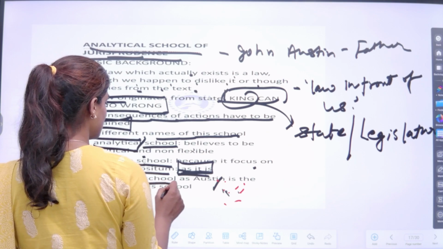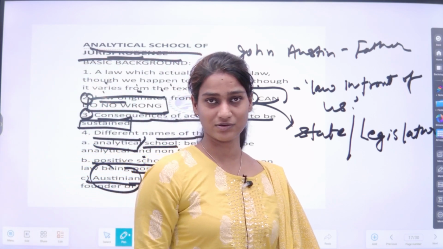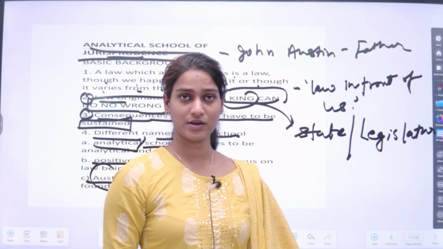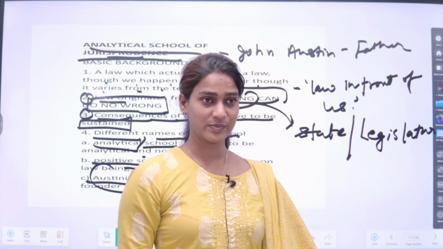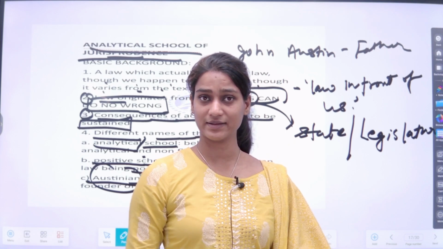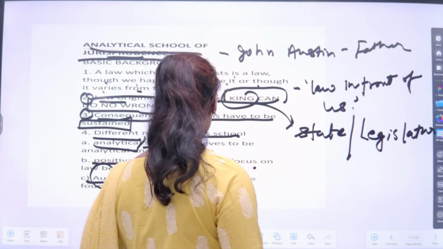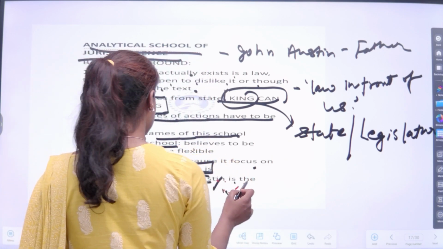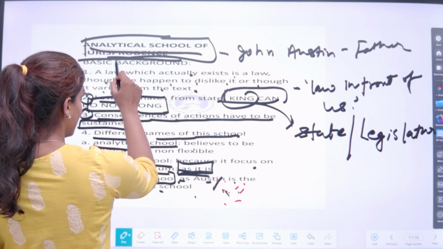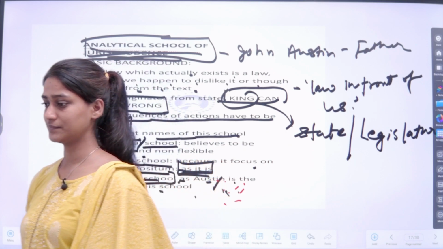Third, it is also called the Austinian school. Why is it called the Austinian school? Because Austin was the father of this school, he laid down the theory of command of the sovereign, which means whatever the sovereign has to say has to be followed by the citizens, irrespective of whether they like it or not. So Austinian school, as Austin is the founder of this school. This is all there is in the analytical school of jurisprudence.